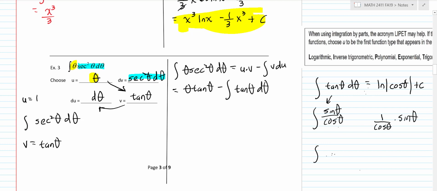The other thing that pops up a lot of times is the integral of the cotangent of theta d theta. Well, you know a cotangent is a cosine over a sine. So this would end up being ln of sine theta. However, you got to think about how this would work with a negative here.